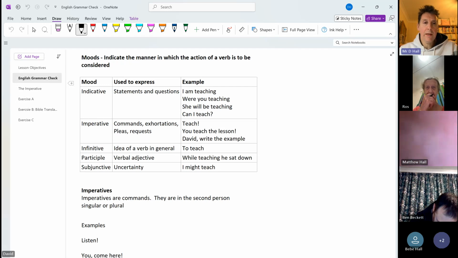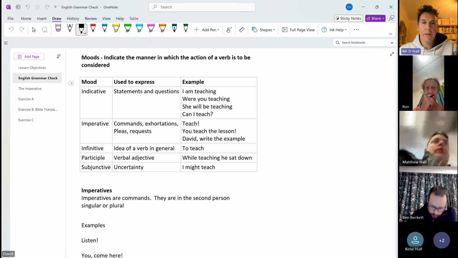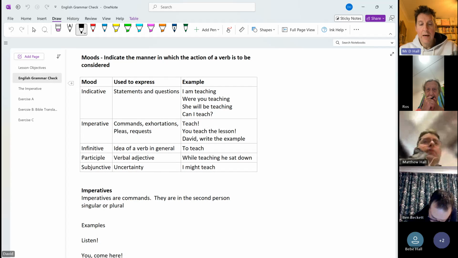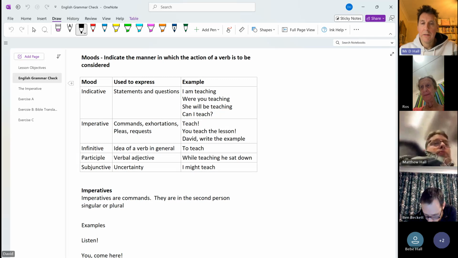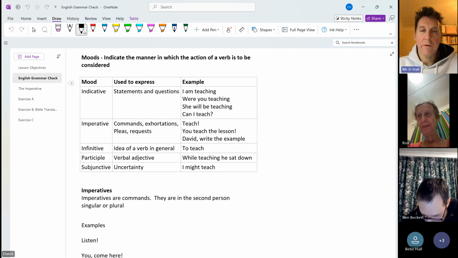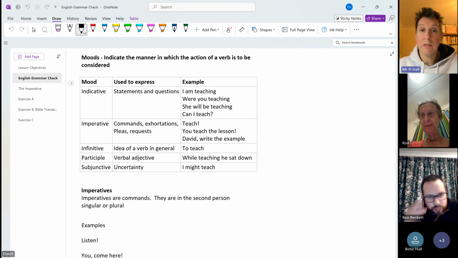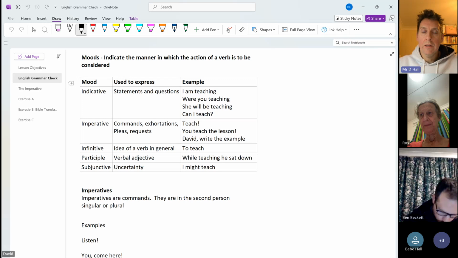So a mood in terms of language indicates the manner in which the action of the verb is to be considered, right? Which maybe sounds just as confusing. But what we have looked at so far is something which is known as the indicative mood, okay? And when we've looked at anything that just gives a statement or raises a question, then that's in the indicative. Now, it may well be in the past tense, it may be in the future tense, it may be in the present tense. Okay, all of those are considered to be in something known as the indicative.